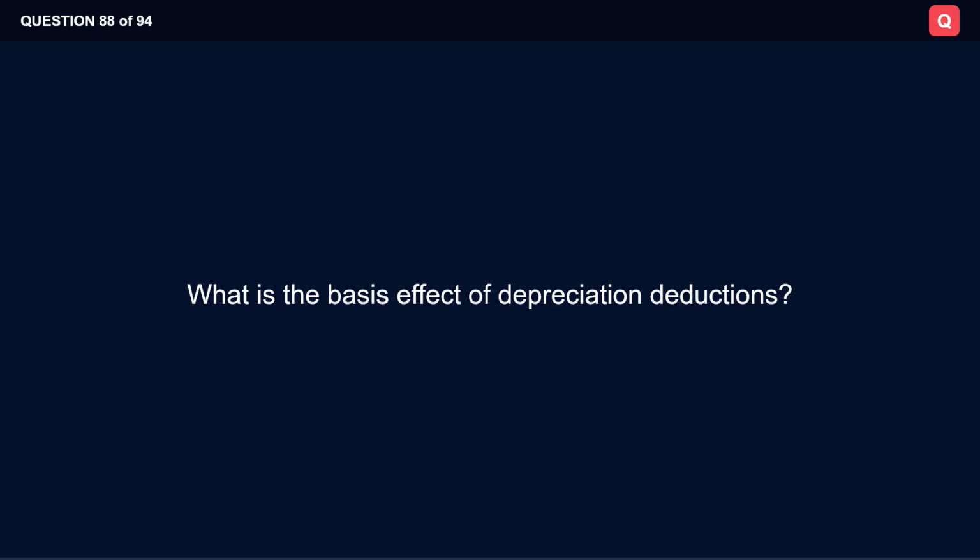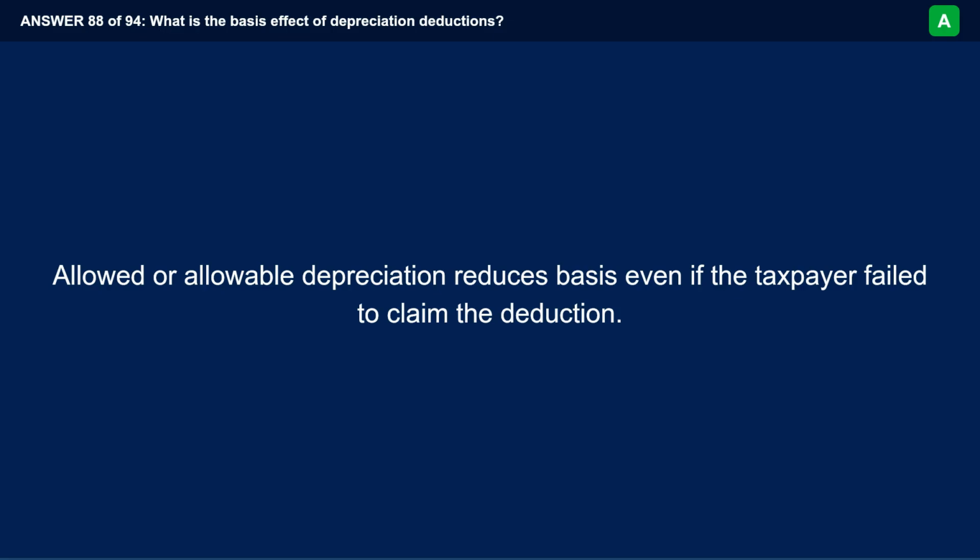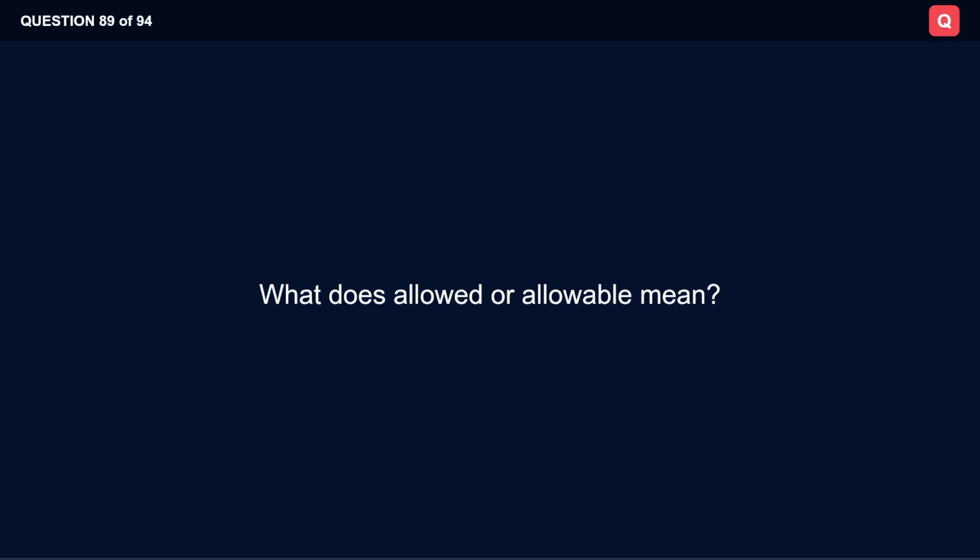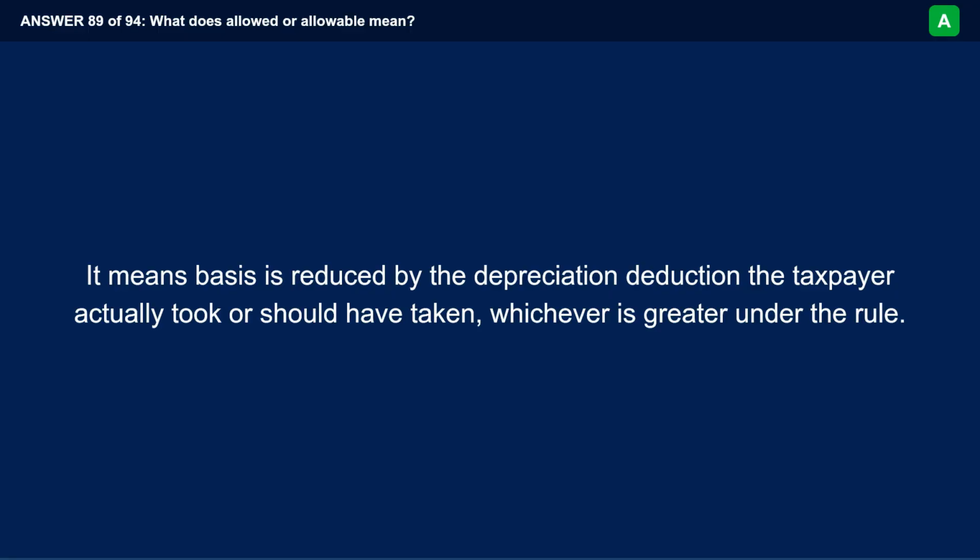What is the basis effect of depreciation deductions? Allowed or allowable depreciation reduces basis even if the taxpayer failed to claim the deduction. What does allowed or allowable mean? It means basis is reduced by the depreciation deduction the taxpayer actually took or should have taken, whichever is greater under the rule.